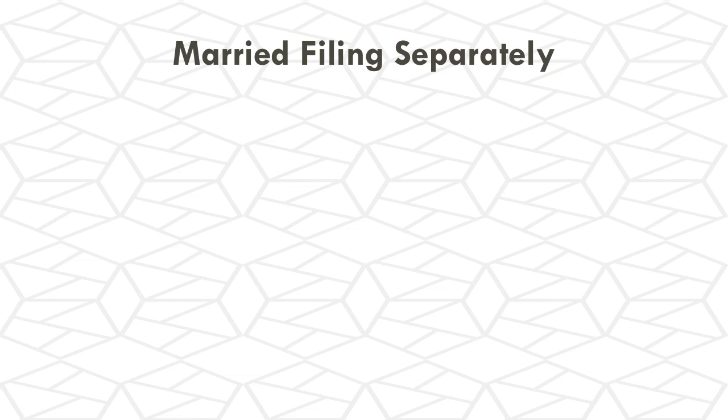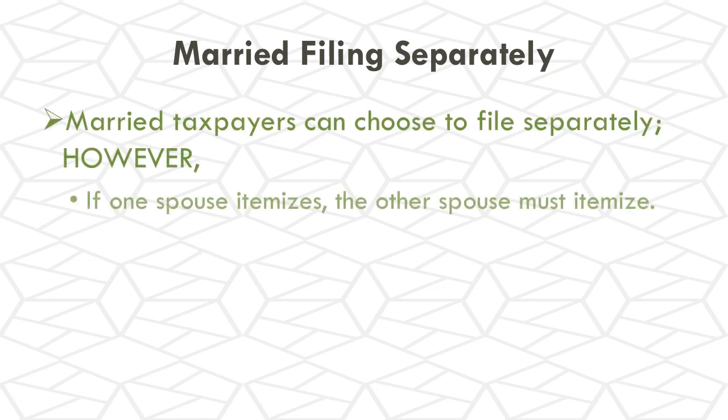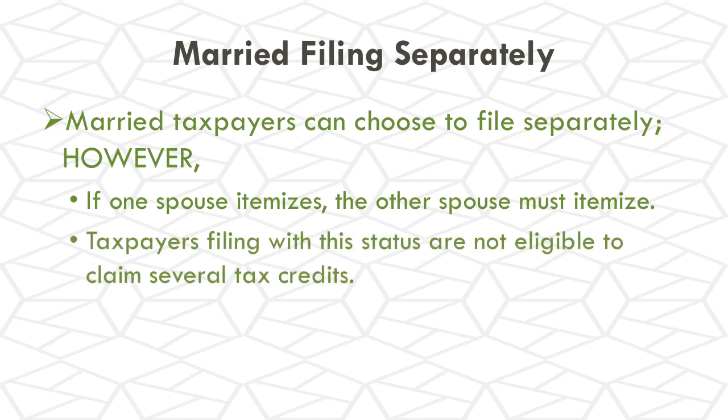Married taxpayers can also choose to file separately. However, if a married couple files separately and one spouse itemizes, then the other spouse must also itemize. Okay? Now, taxpayers filing with this status are not eligible to claim several incredibly beneficial tax credits, including the Earned Income Credit, the American Opportunity Credit, just to name a few.